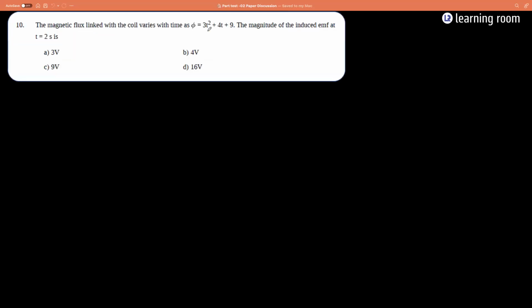The magnetic flux linked with the coil is given, and the magnitude of the induced EMF at t equal to 0 is d phi by dt. Differentiate it and substitute the value. What will be the answer? d phi by dt, they ask the magnitude. So 60 plus 4, so 16 should be the answer. That is the answer, 10th one.